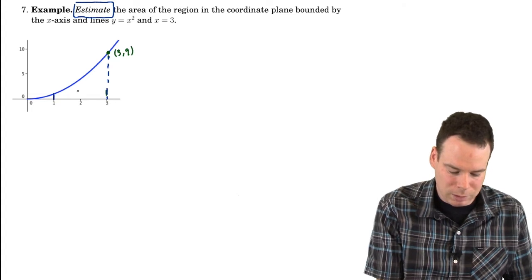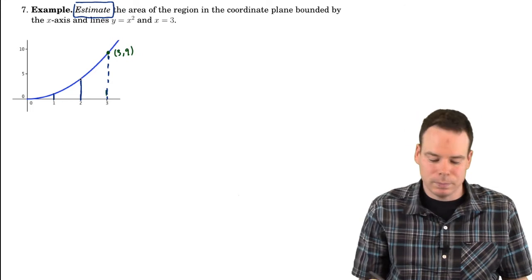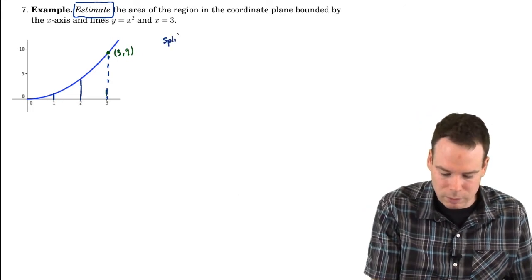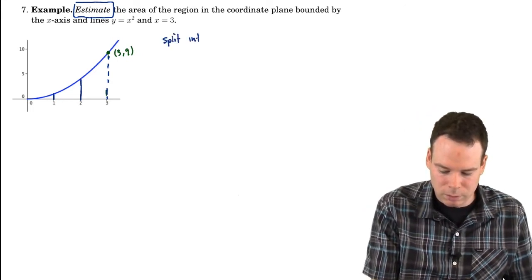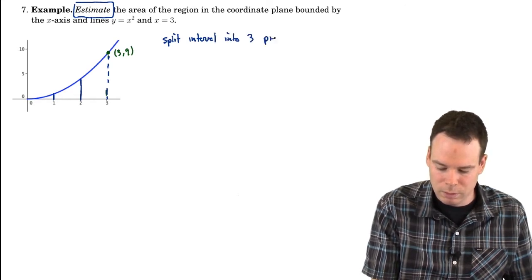So what I'm going to do is slice the region up into 3 pieces. So we're going to split the interval into 3 pieces.